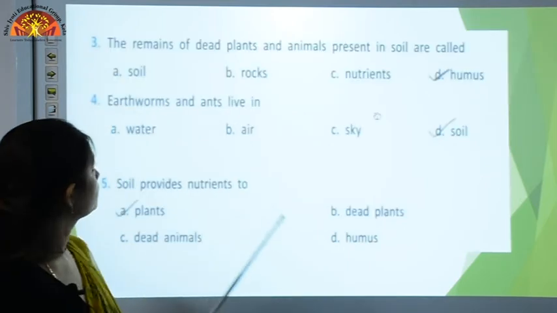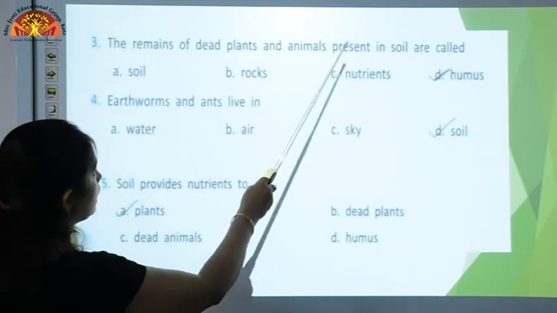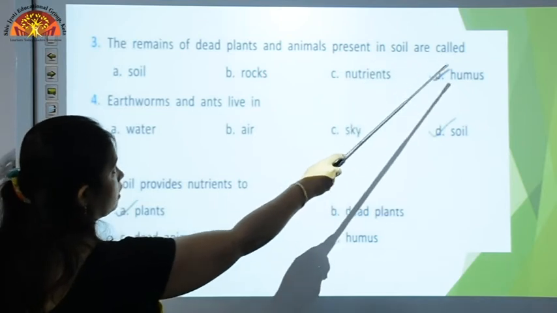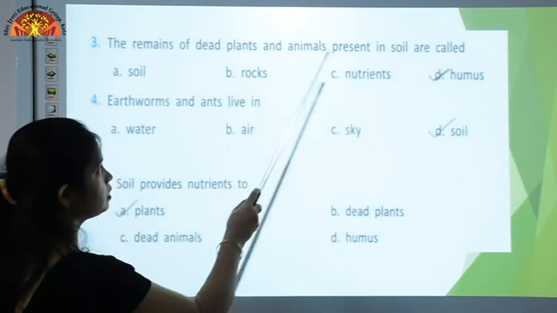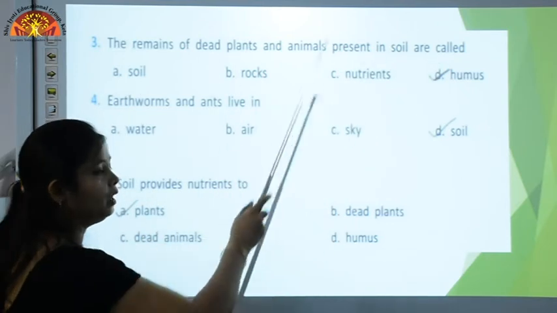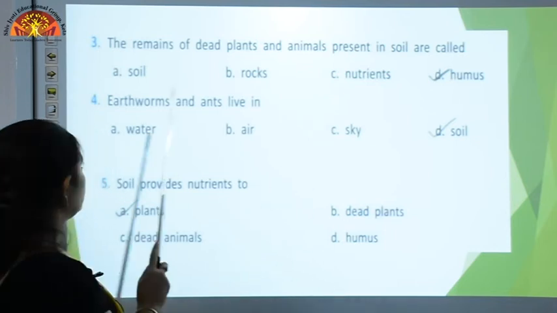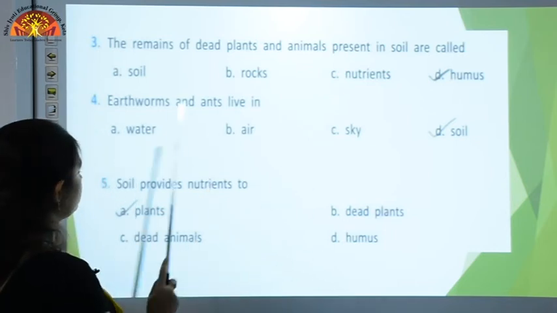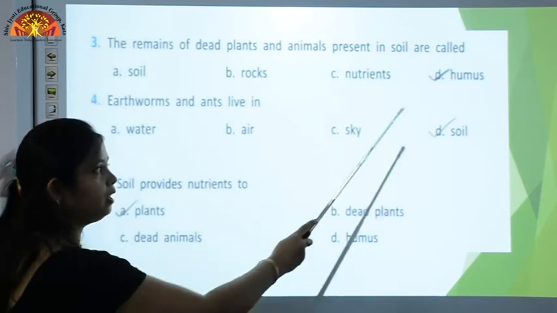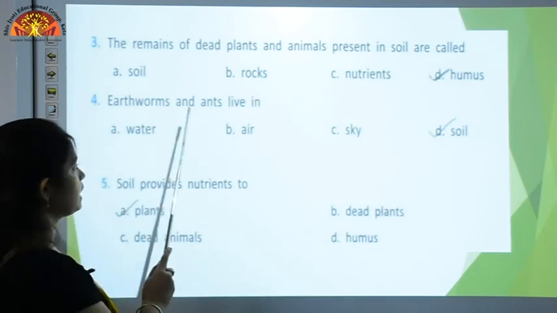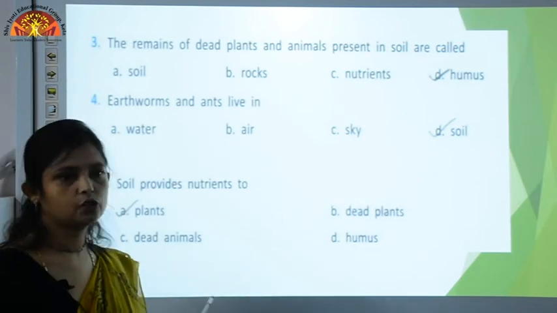Now we come to the next. The remains of dead plants and animals present in soil are called: soil, rocks, nutrient, humus. So here the answer is humus. Then earthworms and ants live in: water, air, sky, soil. So earthworms and ants live in the soil.